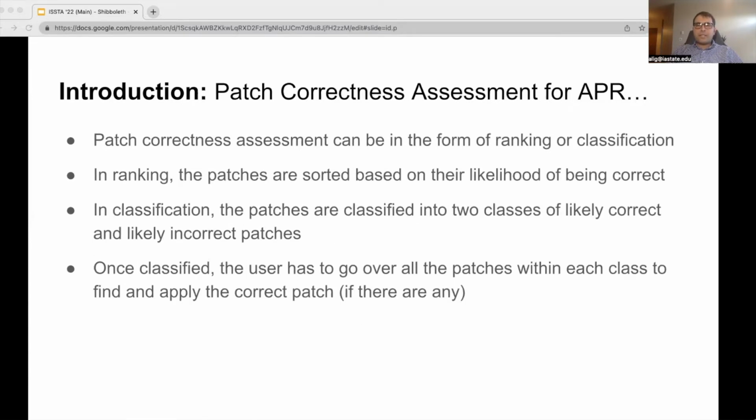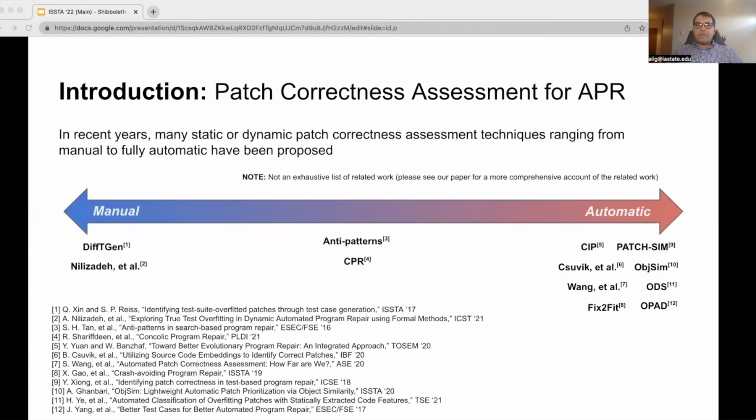Patch correctness assessment can be in the form of ranking or classification. In ranking, patches are sorted based on their likelihood of being a correct fix for the bug, and the user goes over the ranked list from top to bottom to find and apply the correct patch. While in classification, the patches are classified into two classes of likely correct and likely incorrect patches, and the user needs to inspect the patches in each class, searching for the correct patch. So far, many static and dynamic patch correctness assessment techniques have been proposed that form a spectrum of manual to fully automated range of techniques.